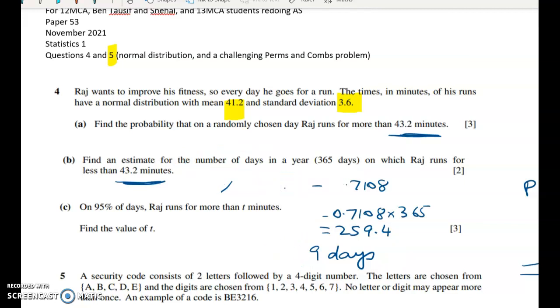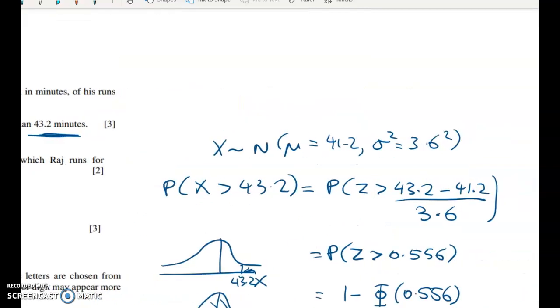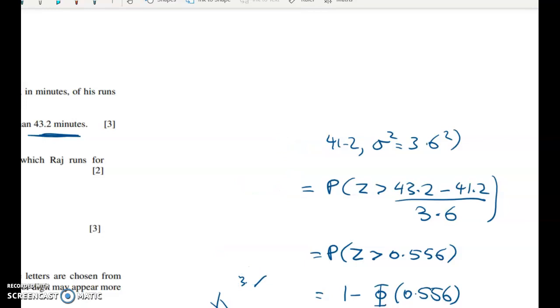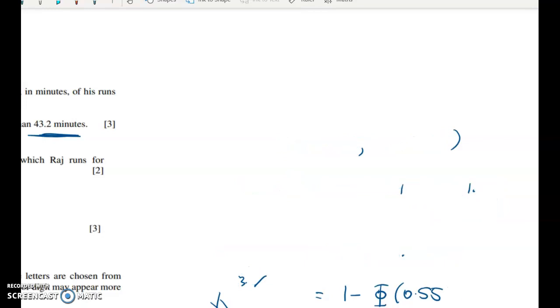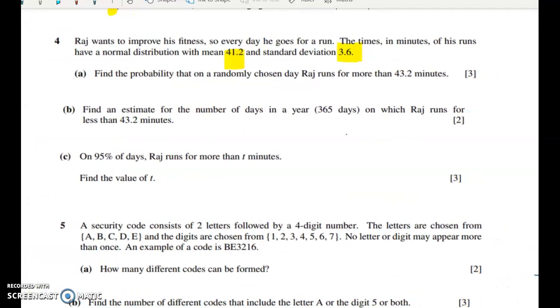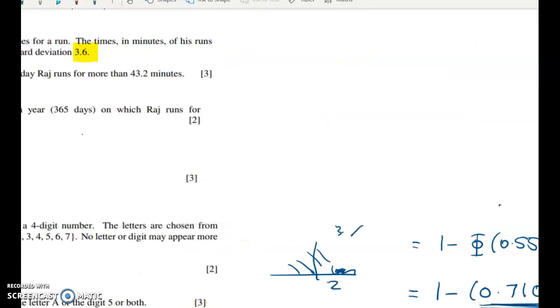Okay, so far so good. 5 pretty straightforward marks. You really have to be completely confident with the normal distribution to be doing AS stats. And the next one is what we call an inverse normal problem, where we're saying on 95% of days he runs for more than t minutes. Find the value of t.